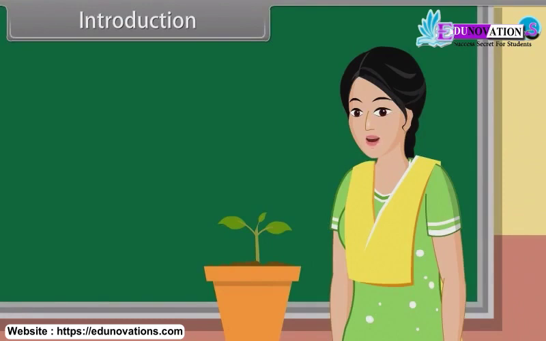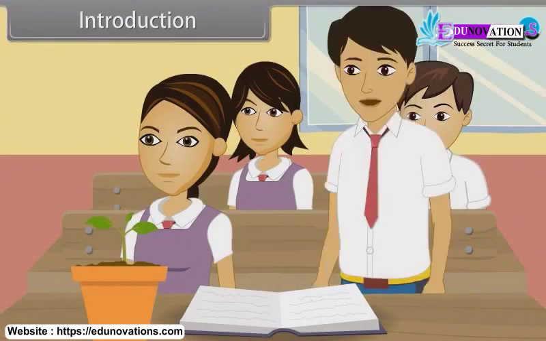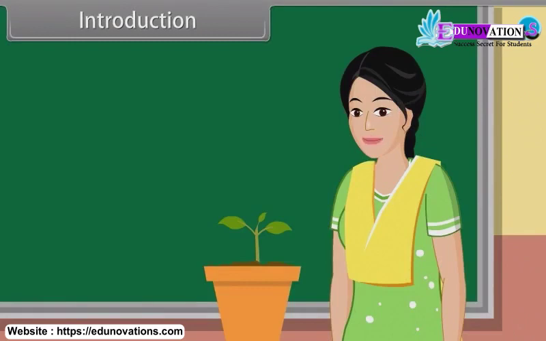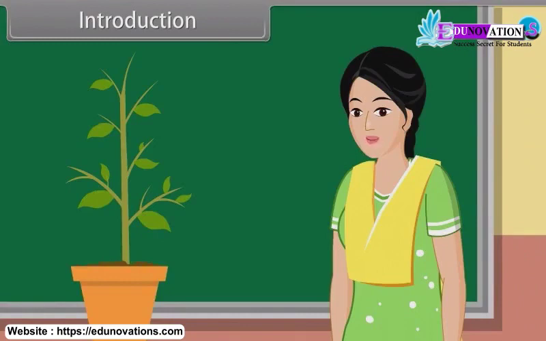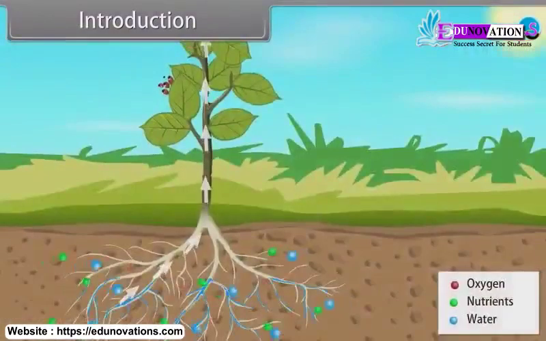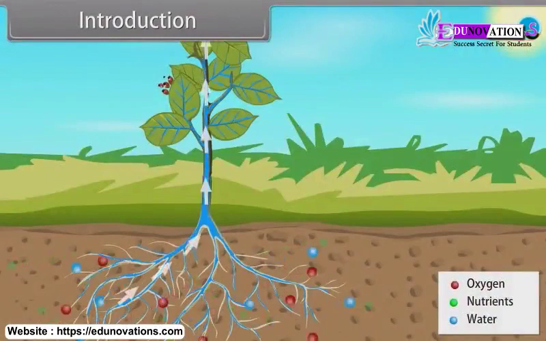Who will tell me what is growth in plants? Ma'am, increase in the size of the cell and elongation in them signifies the growth of plant. Very good, Suresh. Ma'am, can we measure the growth of plants? Good question, Rahul. Yes, we can. The growth of a plant can be measured by considering various factors such as nutrients availability, water availability, oxygen, etc.